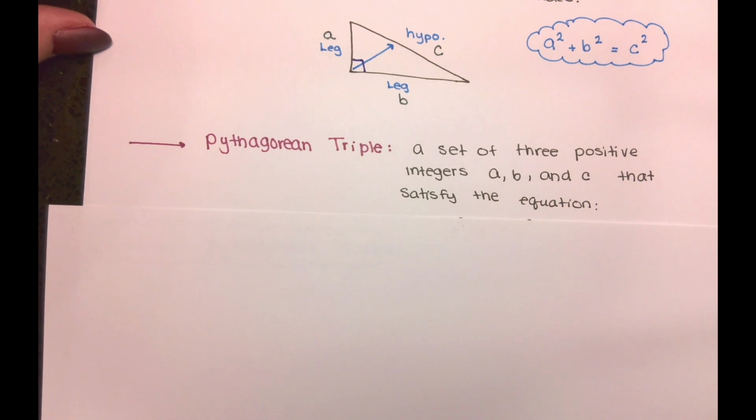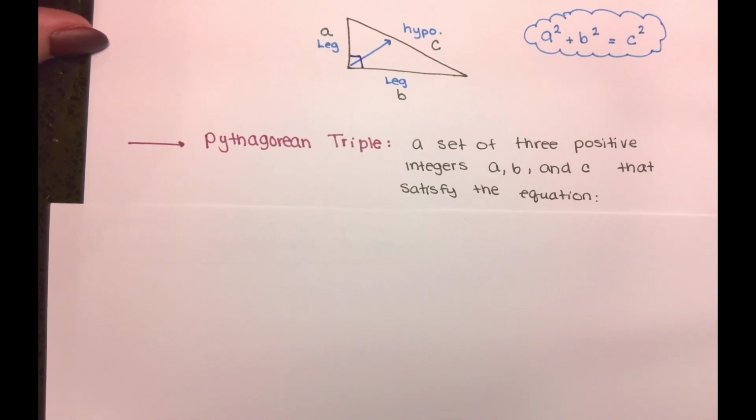Now, we do have what's called a Pythagorean triple. Now, a triple is a set of three positive integers. So three positive numbers, A, B, and C. They cannot be a decimal. They cannot be a fraction. They cannot be negative. And when we have these perfect Pythagorean triples, things just work out.